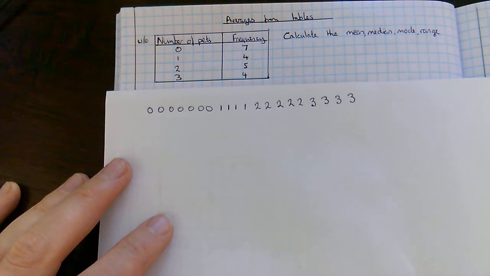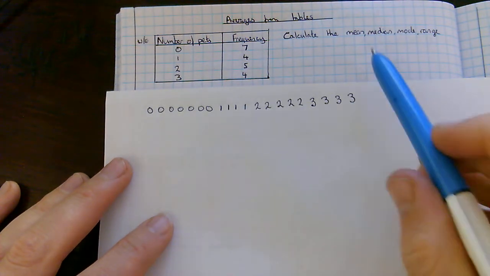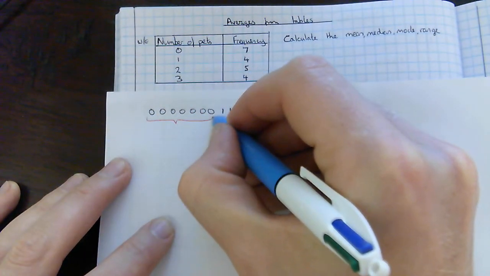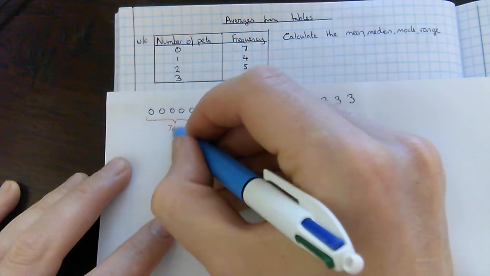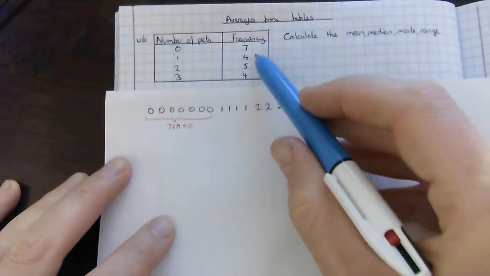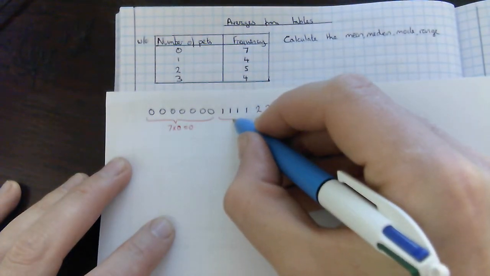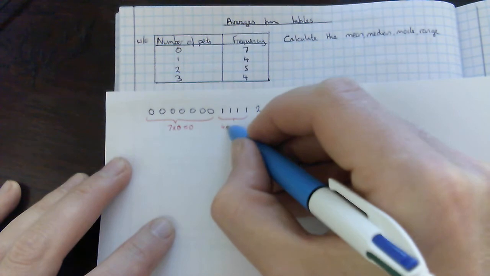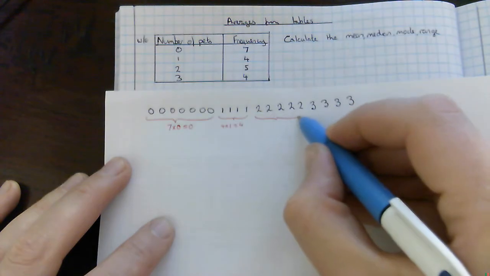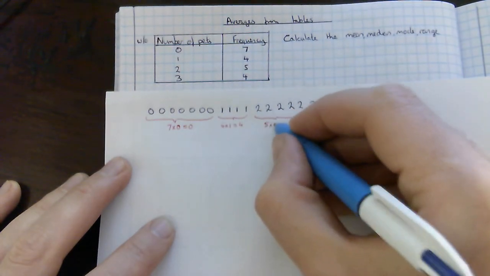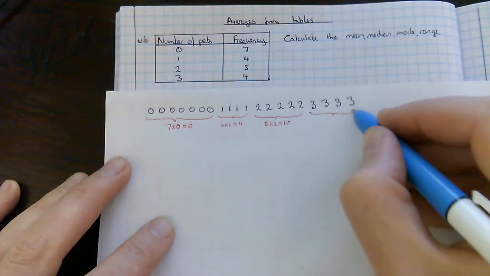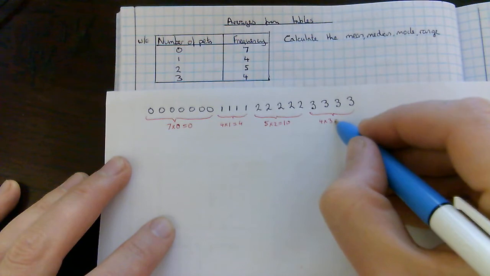So we're going to start by calculating the mean. Okay, so we're going to think about a shortcut here. So I know that I've got 7 zeros. So 7 times 0, that group of numbers would add up to 0. My next group of numbers, I've got 4 1s. So this group of numbers adds up to 4. I've then got 5 2s, which must add up to 10, and I've got 4 3s, which must add up to 12.